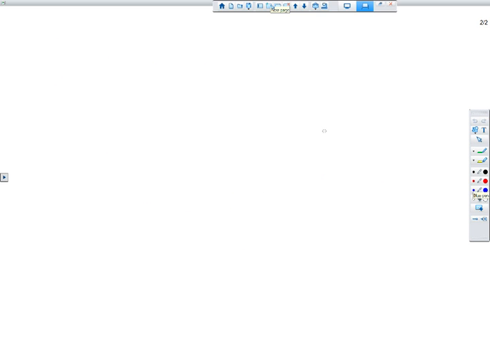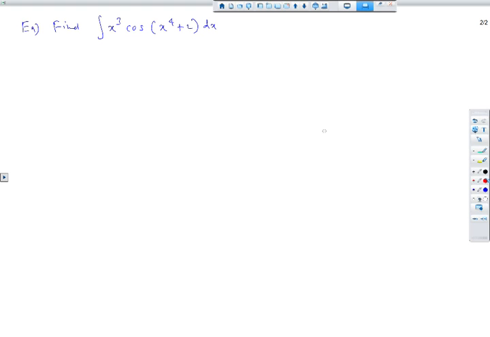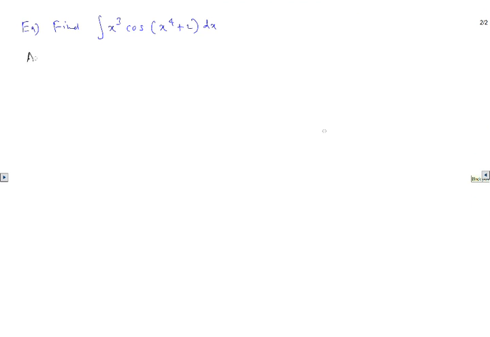So how about this one? Next example, find the integral of x cubed cosine of (x to the 4th plus 2) dx. Okay, so can someone tell me what the substitution is this time? Do you see the inside function? So what is the inside function?